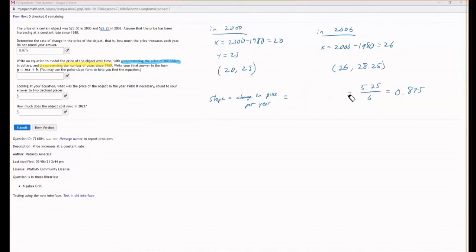Right. So when it asks for the rate of change in price of the object, it's asking how much the price increases each year. Okay, so I can think of this as the price per year. It's the same as slope. So if you recognize that as slope, you can just use your slope formula. Or I can think of change in price over the change in years.